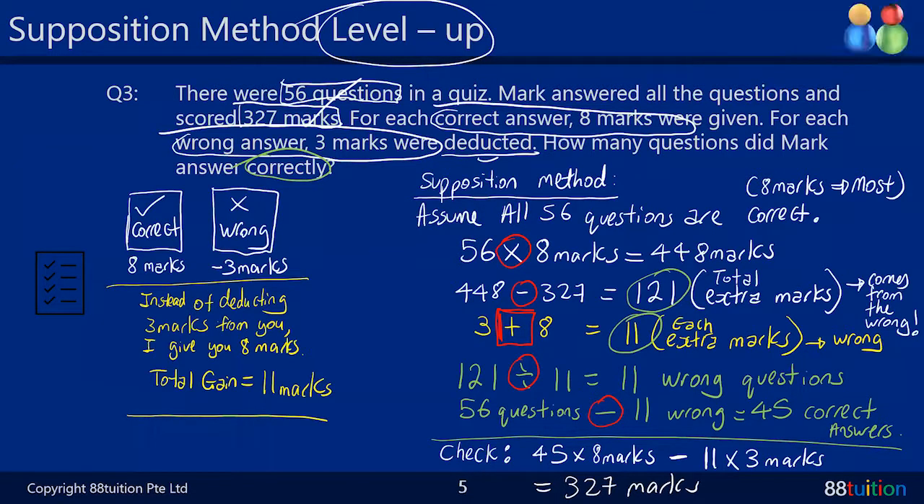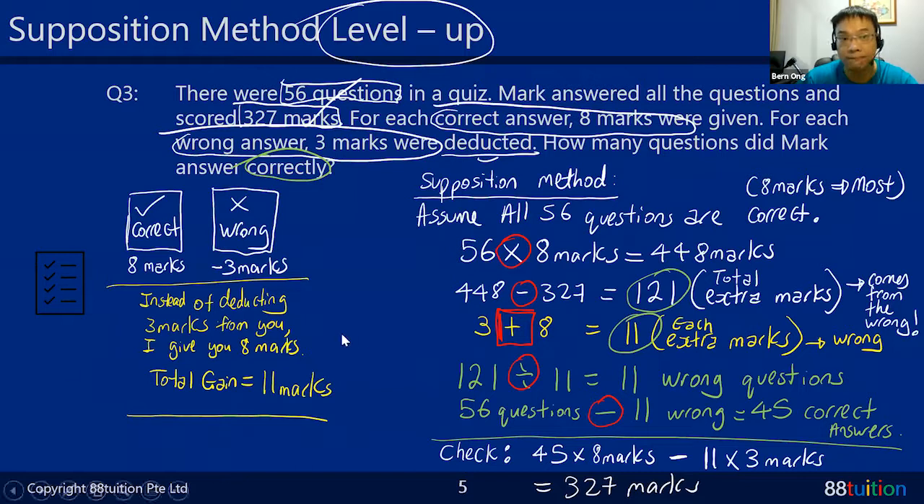That's the assumption. So that's the supposition level up. It's a little bit of twisting here. So you must understand the first line: I don't care whether you got it wrong, I still give it to you as correct. If I assume that you are correct, that means I'm supposed to minus 3, but no, because I assume that you are correct, not only am I going to take away your 3 marks, I'm going to give you that additional 8 marks. So your total gain for every wrong question is actually 11 marks. Can you see? Okay. So the first line, the assumption, is very important. Good question, Punjab. Thank you.